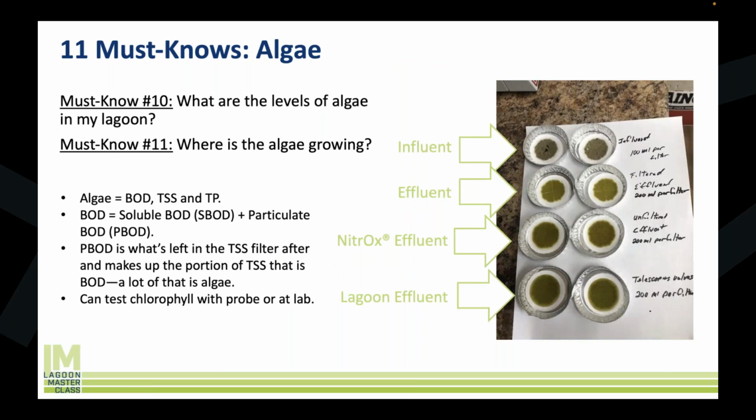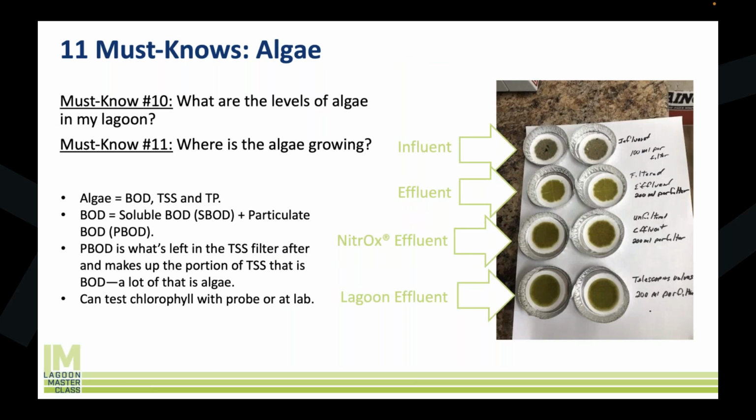And typically, if you see a green TSS filter and you ask them for a particulate BOD test, most of that particulate BOD is going to be algae at the back of a plant in a lot of cases. So that gives you an indicator of how much, quantifiably, how much algae is in your wastewater at that particular point.